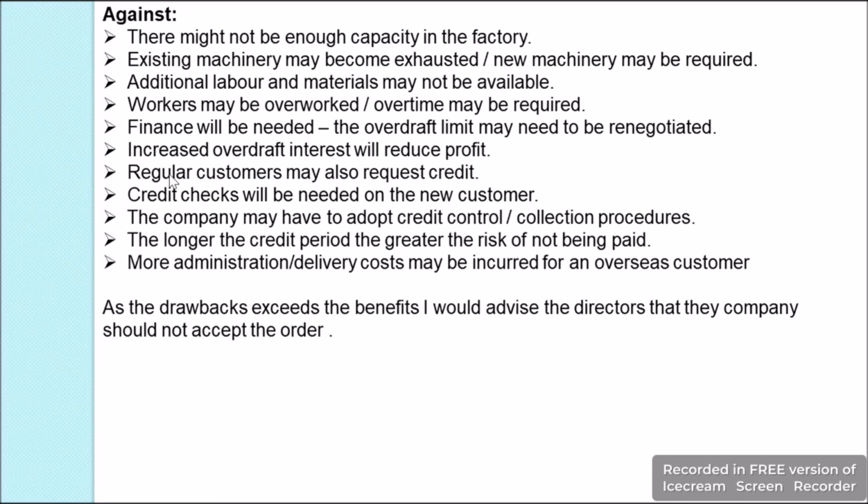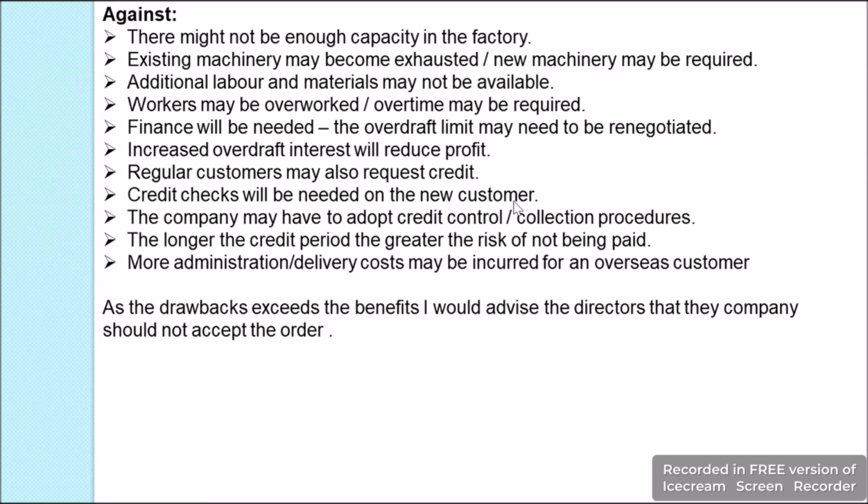Moreover, till now all the sales are on cash terms. Now when they are entering the overseas market, they are going to sell on a credit basis. So the regular customers may also request credit, and they have to do a proper credit check of the new customers as they are going to sell on credit, and the company may have to adopt credit control methods as well as collection procedures to get the money back from the customers.